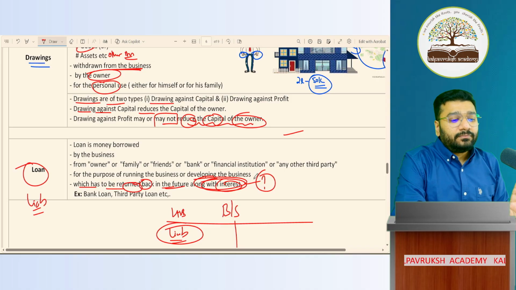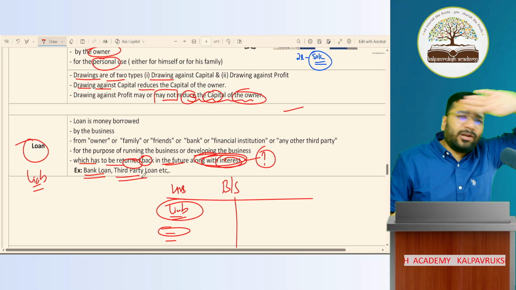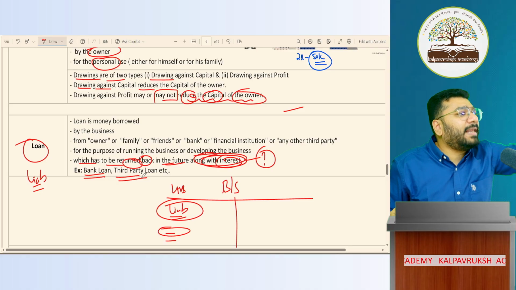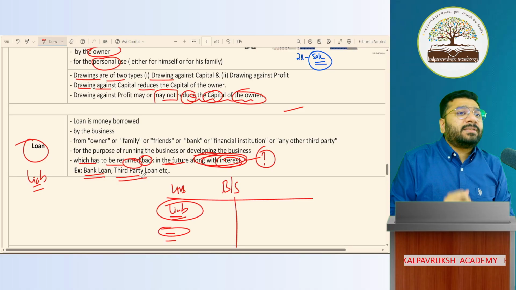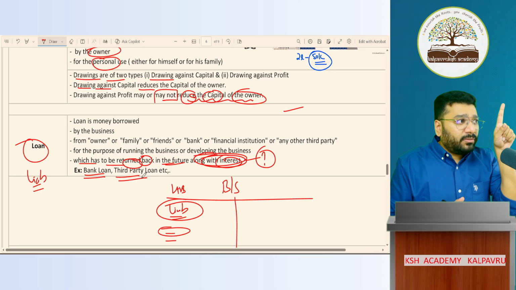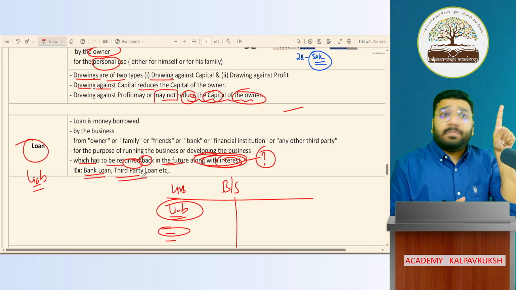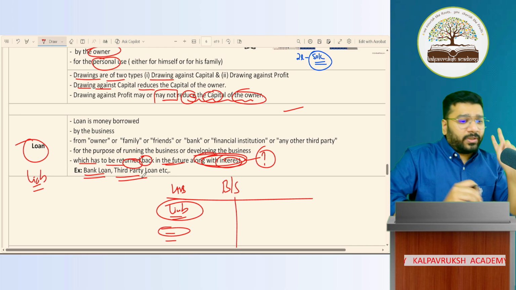If any loan is taken from a bank, third party, anybody, any kind of loan, it is a liability. So in the question, if they tell you loan by any person, where will you put it? Trading account? Trading P&L account will you put? No. Balance sheet. Where in the balance sheet? Liability side. Clear or not clear?